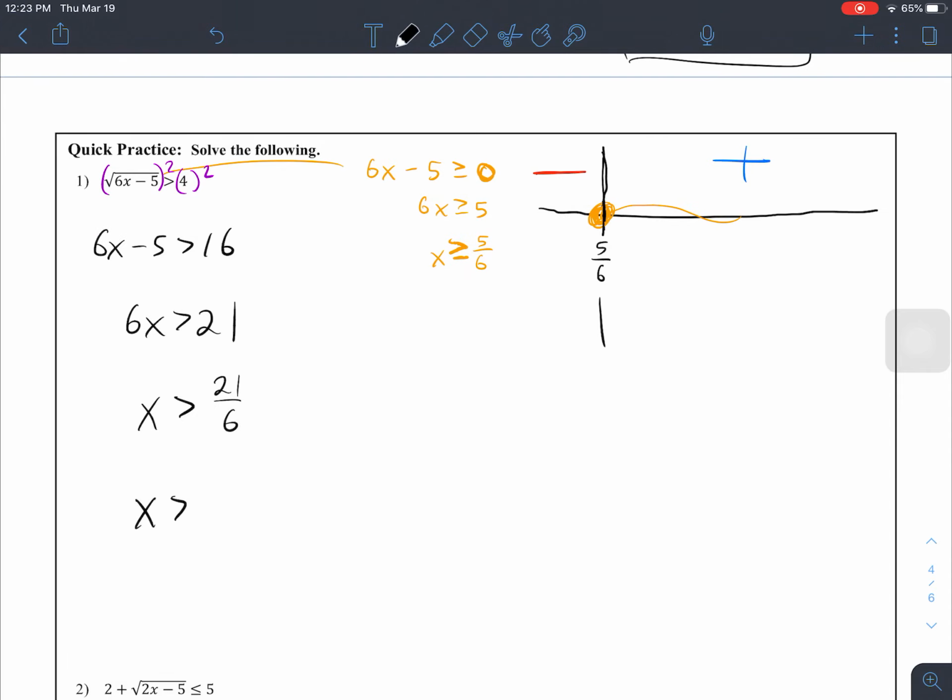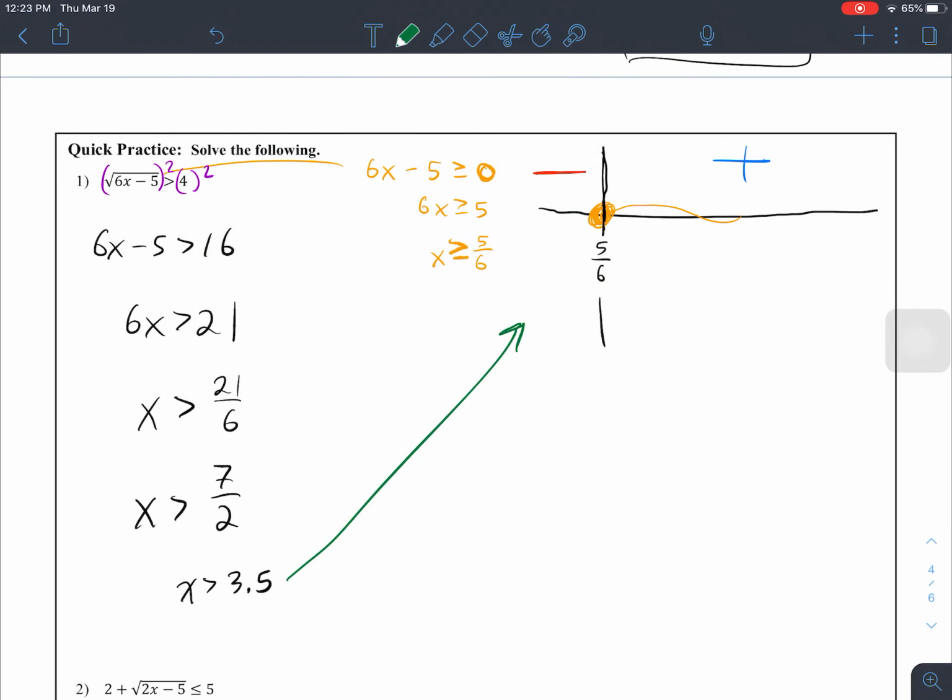Don't be that student who does not simplify their fractions. Both those numbers are divisible by 3, and I get 7/2. That's not bad. That is even a nice decimal if you want to use it. X is greater than 3.5. Do not be tempted to circle that answer.